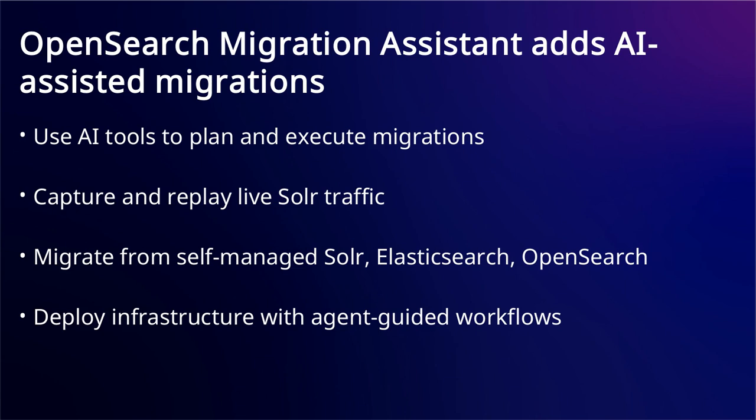The assistant automates migration from self-managed Apache Solr, Elasticsearch, or OpenSearch deployments to OpenSearch Serverless or managed clusters. You can now capture and replay live Solr traffic, ensuring continuity during migration. The AI-guided workflow helps you handle both historical data migration and live traffic migration, reducing manual effort and errors. Migration Assistant is available in all commercial AWS regions and AWS GovCloud regions where Amazon OpenSearch Service operates.